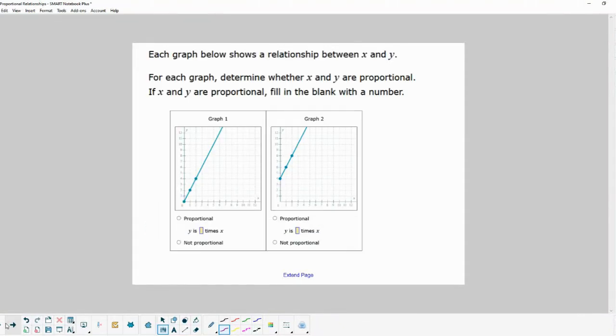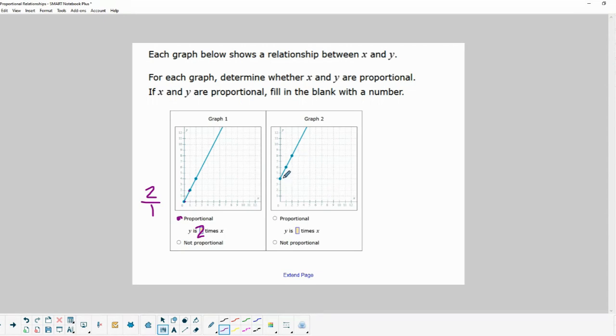Okay, each graph does show a relationship between x and y. For each graph, determine whether x and y are proportional. If x and y are proportional, fill in the blank with the number. Okay, so this starts at the origin and goes up at a constant rate, so this is proportional. And I notice that y over x, in this case, we had to go up to 2 after we went over 1. So our constant of proportionality is 2 times x.